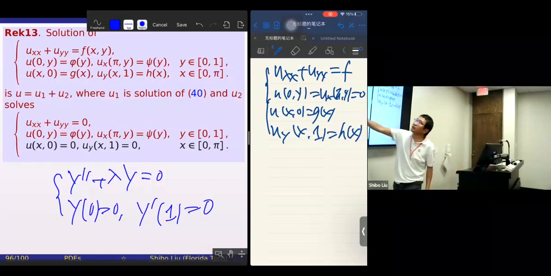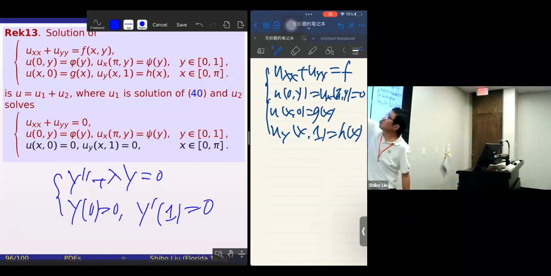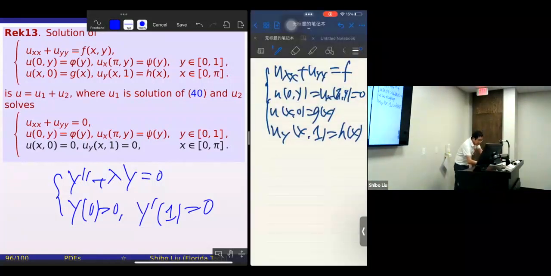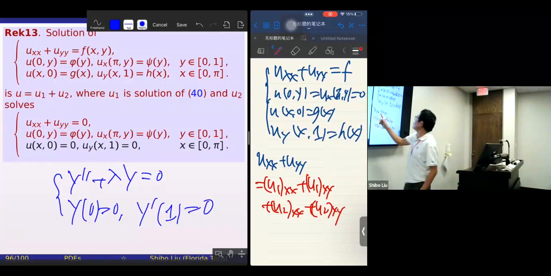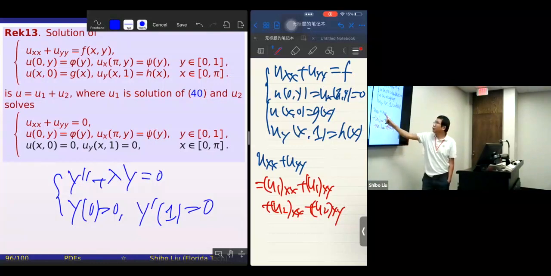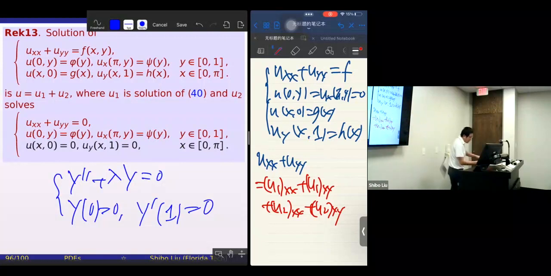Okay? And then it is easy to check that this U1 plus U2 is the solution of our problem. Maybe we can make some small computation to check this. So, you see, Uxx plus Uyy equals U1xx plus U1yy plus U2xx plus U2yy, right? Agree? U is U1 plus U2, so Uxx is U1xx plus U2xx, and Uyy is U1yy plus U2yy. But U1xx plus U1yy is f, because U1 is the solution of this. So this is f.